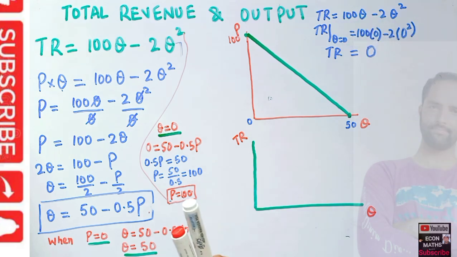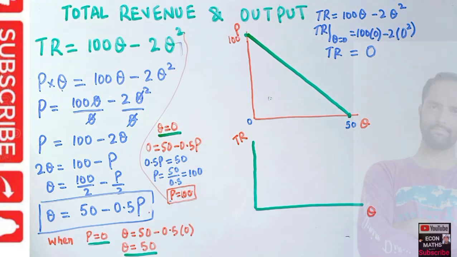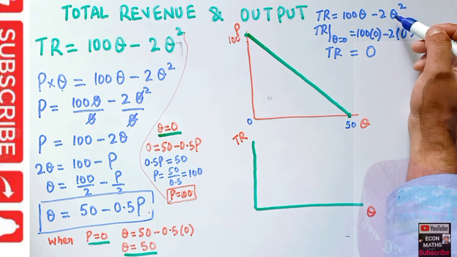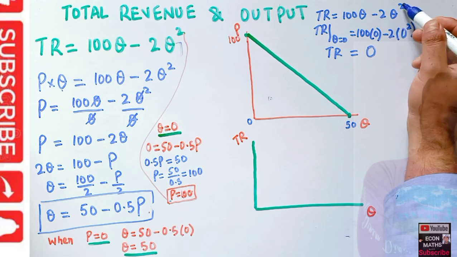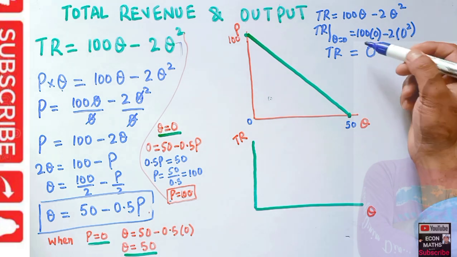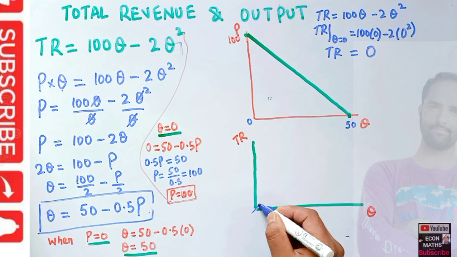Since this is a quadratic function and we don't have a constant term here, our graph will pass through the origin, and since the coefficient of our variable in which we have the square, that means the coefficient of q square is -2, it will be an inverted shape. I have shown it: when quantity is equal to 0, we got total revenue is 0. Let us say this is the point where total revenue is 0 when output is 0.